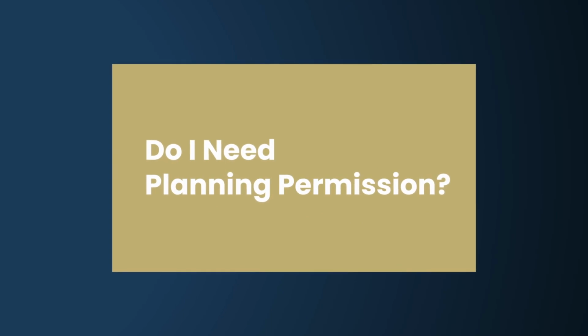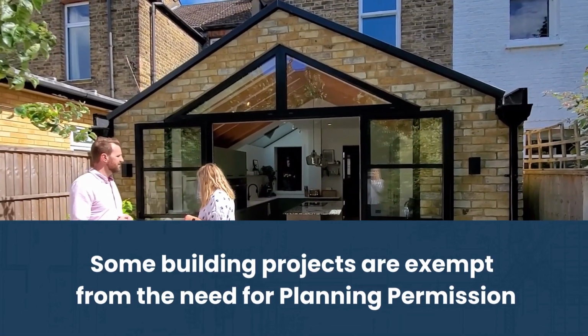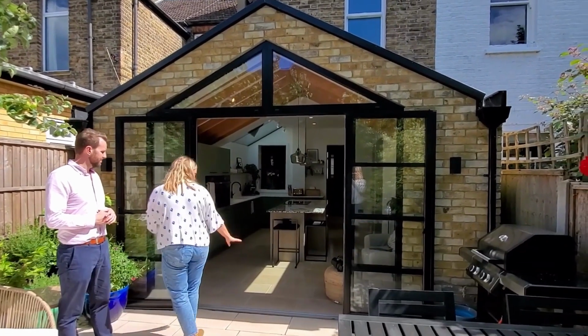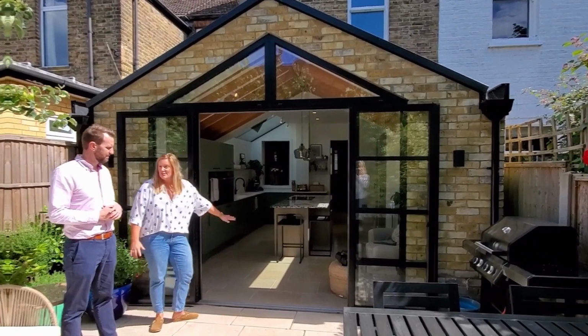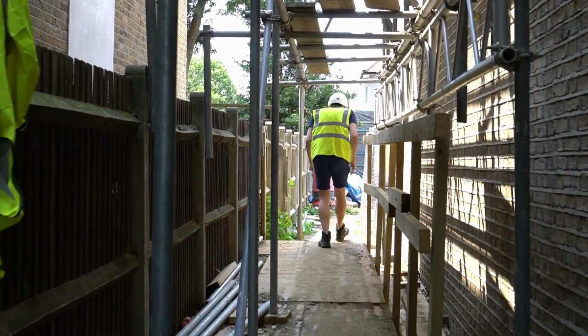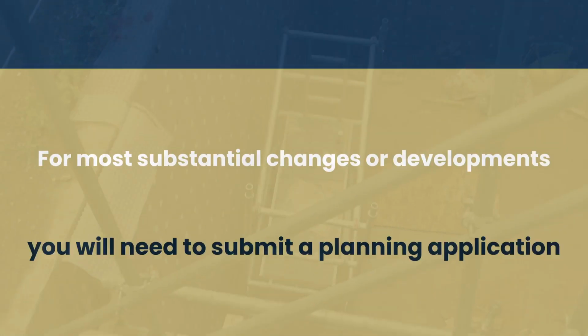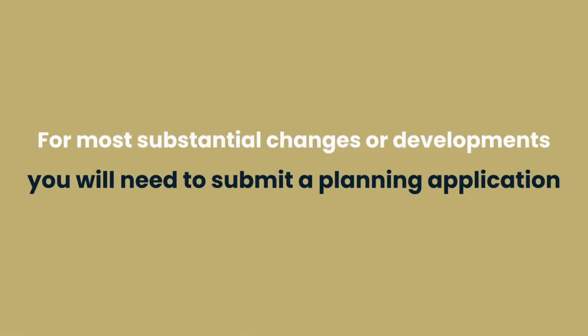The first step in obtaining planning permission is determining whether or not you need it in the first place. Some building projects are exempt from the need for full planning permission, such as certain types of small extensions and outbuildings. Some of these fall under your permitted development rights, allowing you to proceed without formal permission. However, for most substantial changes or developments, you will need to submit a full planning application.